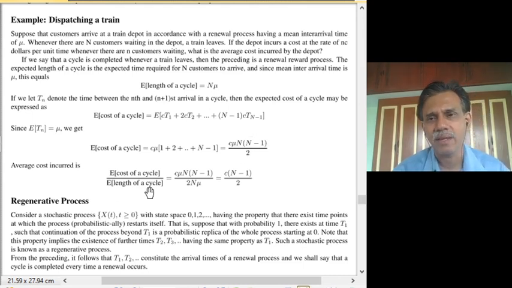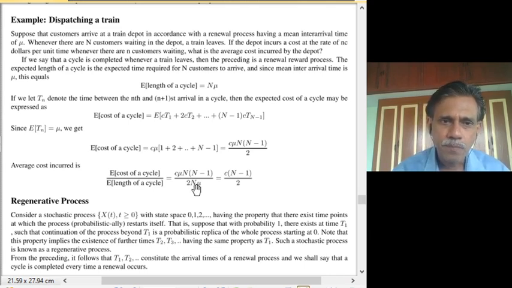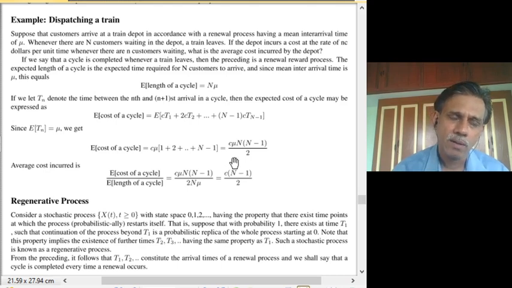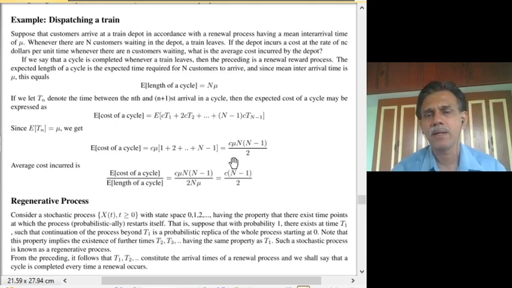What is the length of the cycle? How long will it take for n customers to arrive? It is n into mu. So the expected reward divided by the expected duration of the renewal cycle is this one. On cancelling n and mu, we will get C into (n minus 1)/2. So this is the way the renewal reward process can be applied to model the dispatching of a train. So we will stop at this point.